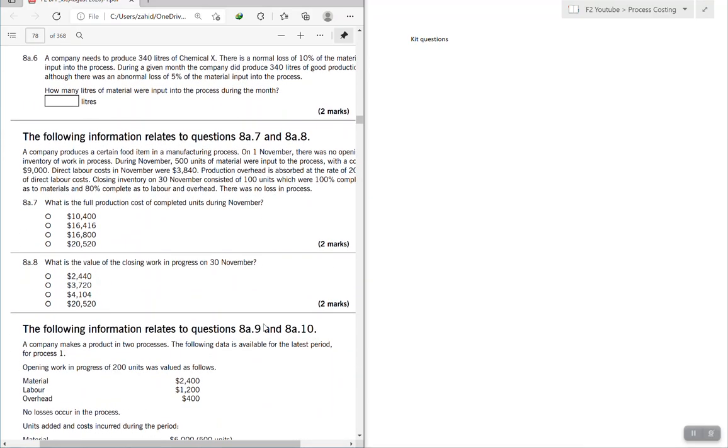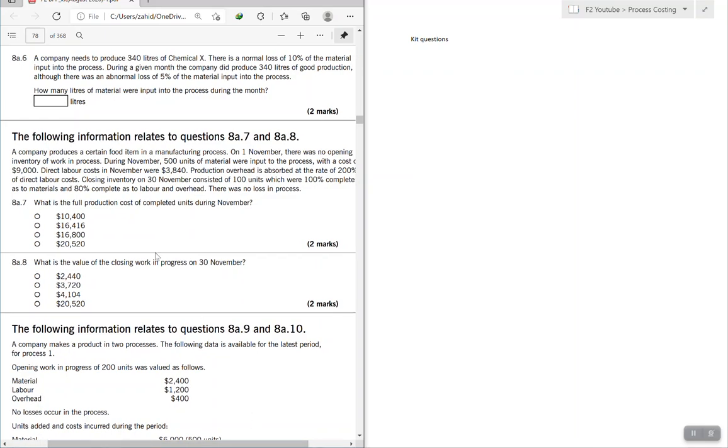These are the questions that we answered. Okay, next. What is the full cost, production cost of completed units during November? What is the value of closing work in progress on 30th November?